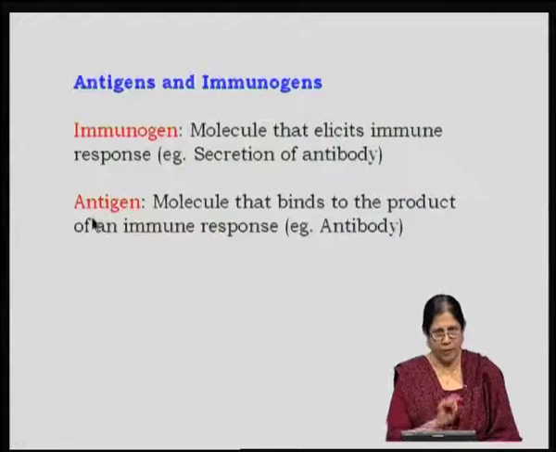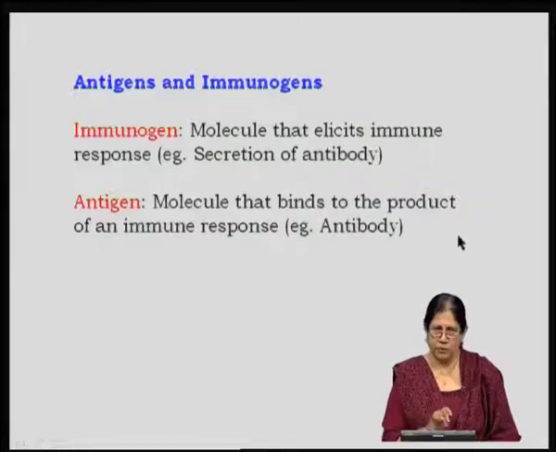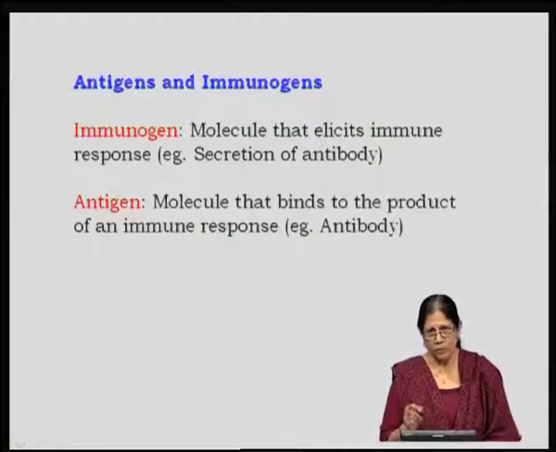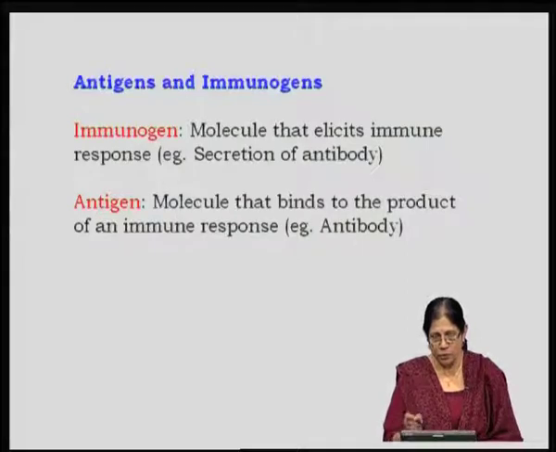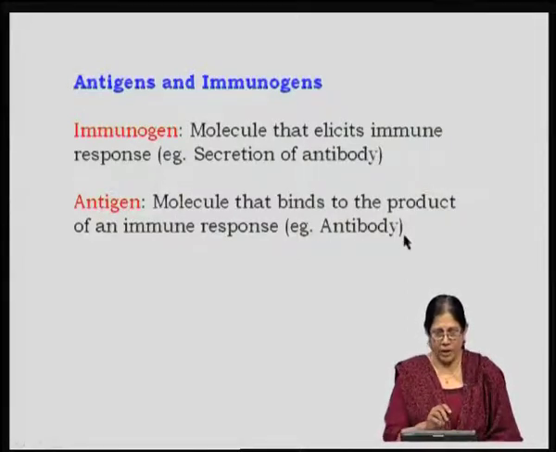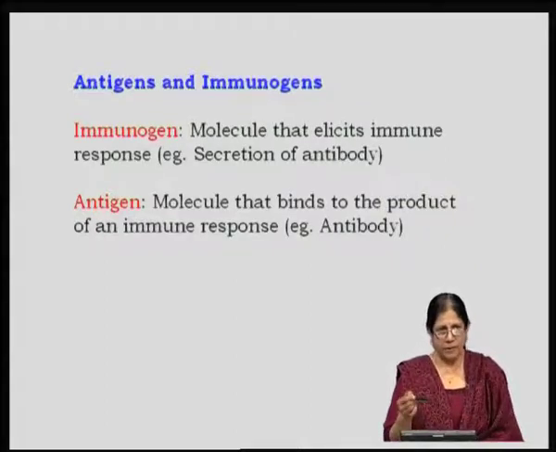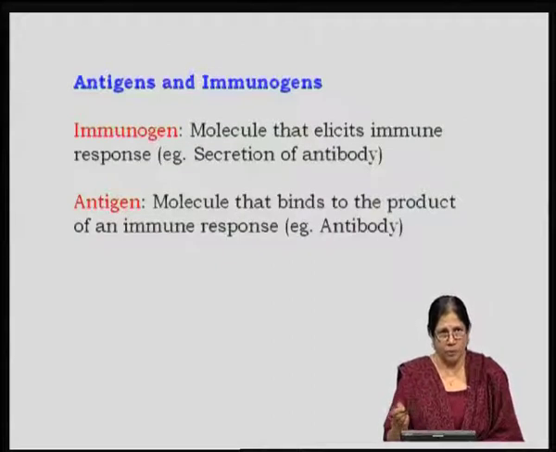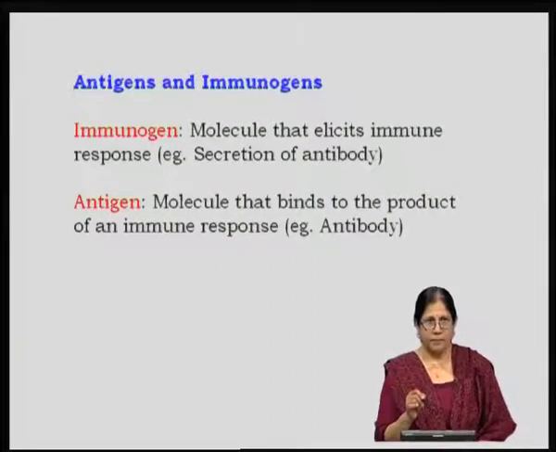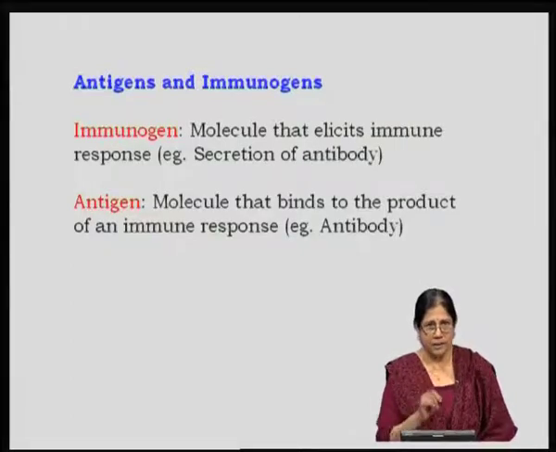On the other hand, an antigen would be a molecule that binds to the product of an immune response. Now, in case of B cells, you have guessed it right. The product of the immune response would be antibodies. So, an antigen is that molecule which would bind to the product of the immune response. In case of B cells, antibody, and in case of cytotoxic T cells, the product of the immune response would be the target cells.